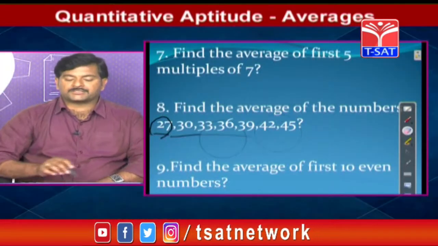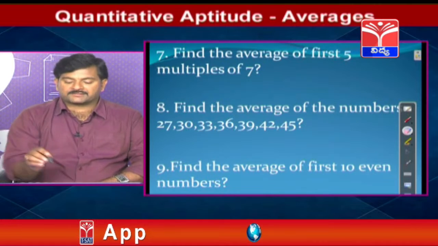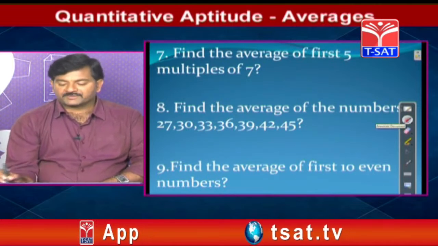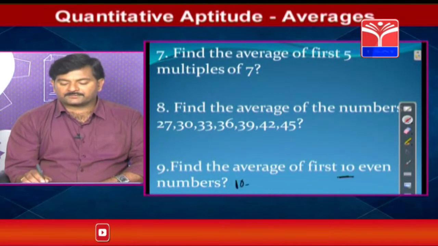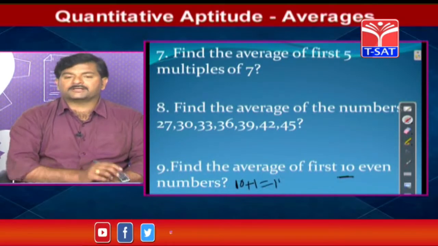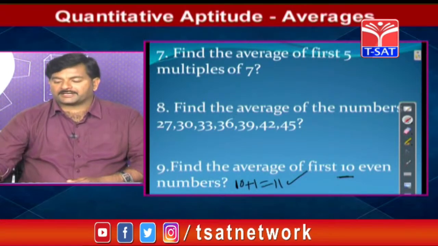Okay, what is the question here? Find the average of the first 10 even numbers. So what is the average of the first 10 even numbers? Simply, the first 10 he mentioned. That's why 10 plus 1. 10 plus 1 is equal to how much? 11. Hence the answer for question number 9 is 11.